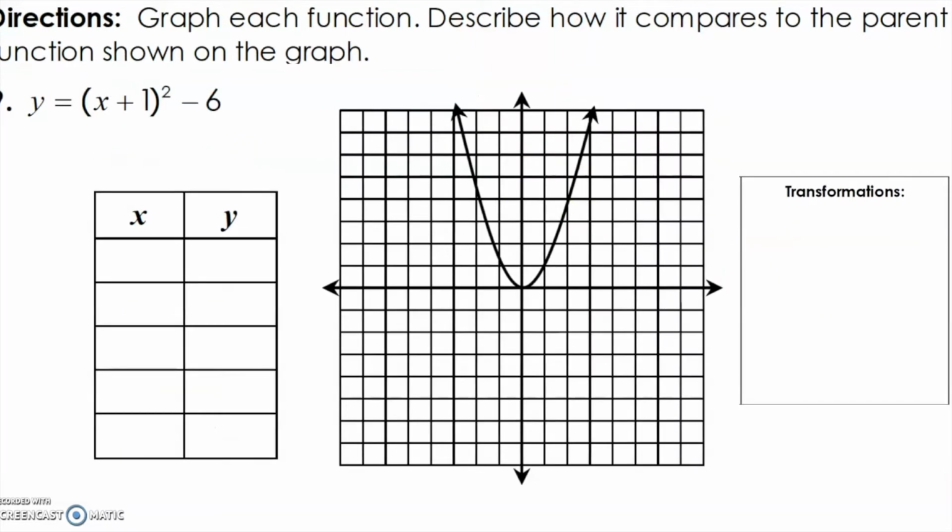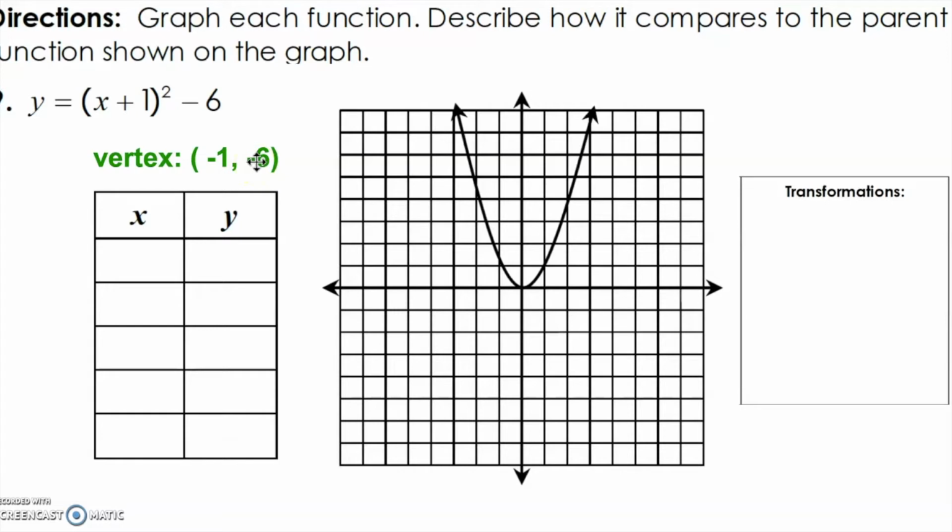Let's take a look at number 9. Y equals x plus 1 squared minus 6. Identify those h and k values. H would be negative 1 because x minus a negative 1 would be here. K is a negative 6 because it's usually plus k. So our vertex is negative 1, negative 6.